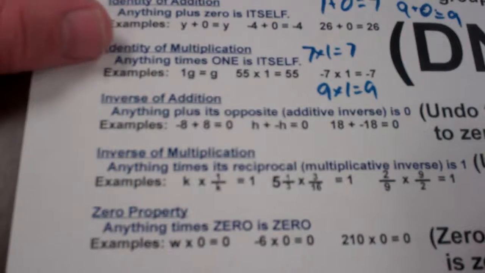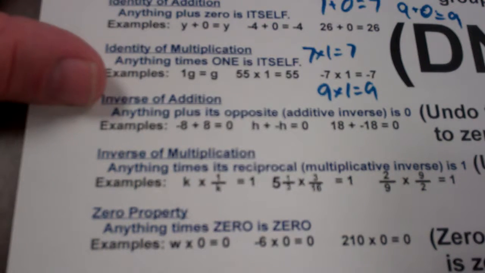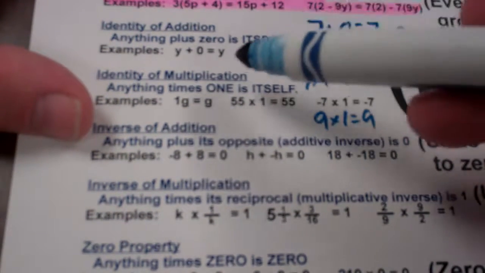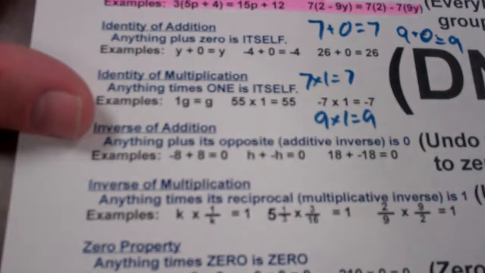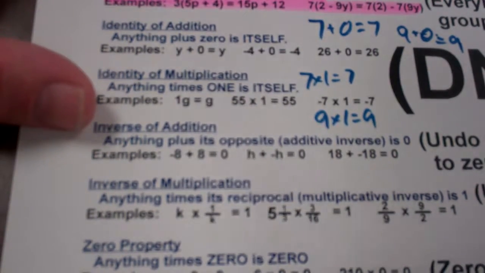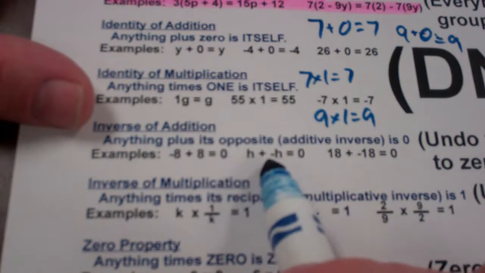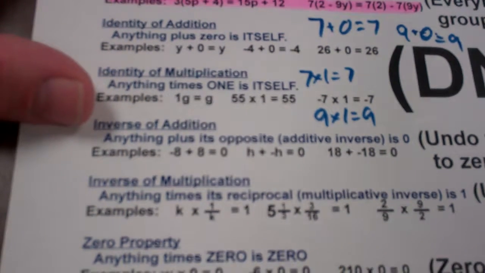We have the inverse of addition. Inverse of addition might remind you of additive inverse. That's because anything plus its opposite, which is also called the additive inverse, is 0. That's a good way to get back to 0. So then, if we're back to a 0, plus 0 is its identity. That will go together with that when we're doing algebraic equations. So, negative 8 plus its opposite of 8 is 0. H plus its opposite is 0. 18 plus its opposite is 0.